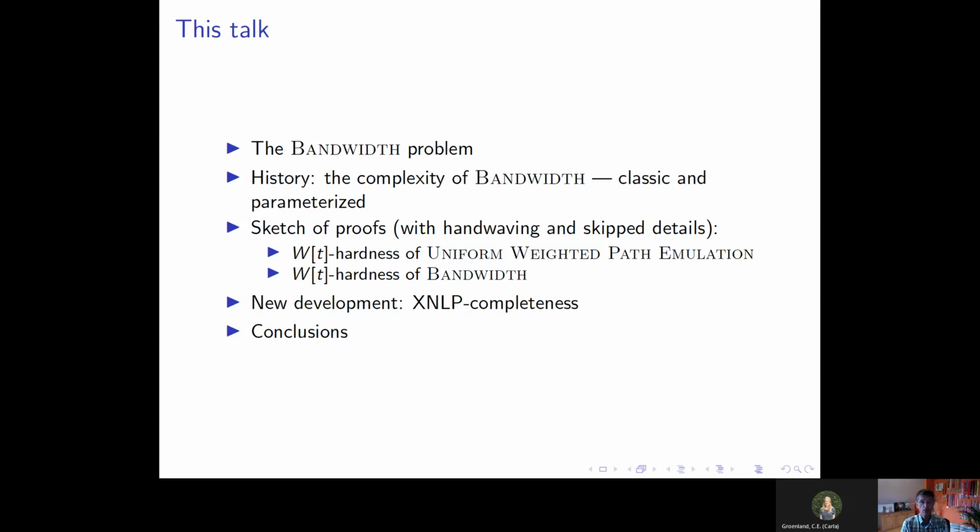In this talk we'll show hardness proofs for the parameterized version of bandwidth, and as an intermediate step we show a problem called uniform weighted path emulation to be hard for all classes W[t], for all integers t, and then show the hardness of bandwidth. In the end I'll tell about a new development and show that the problem is actually XNLP complete, and I'll end the talk with some conclusions.